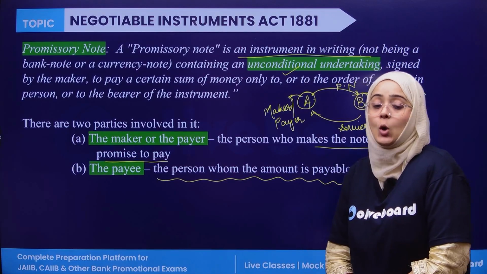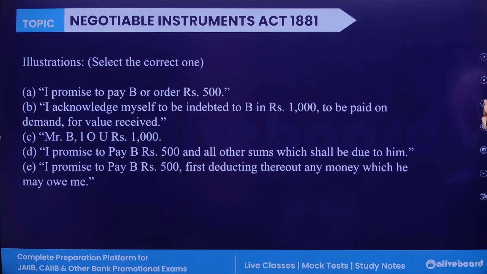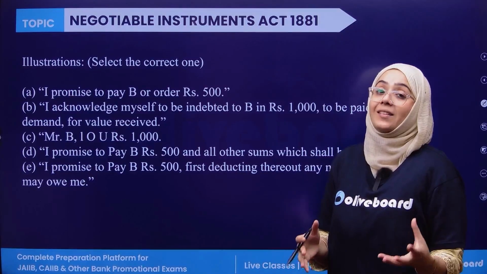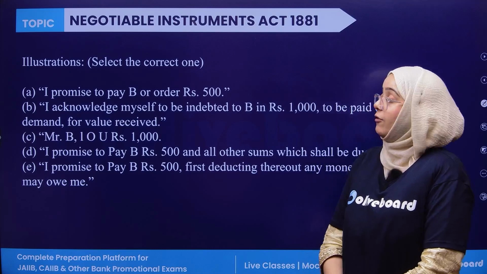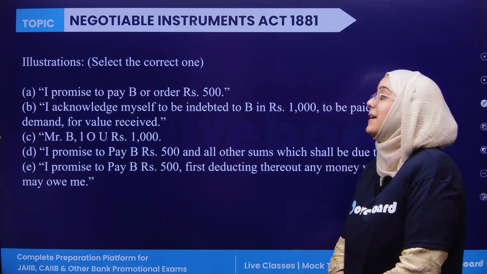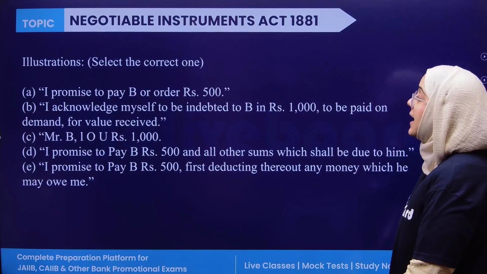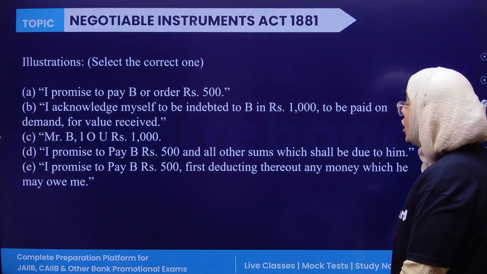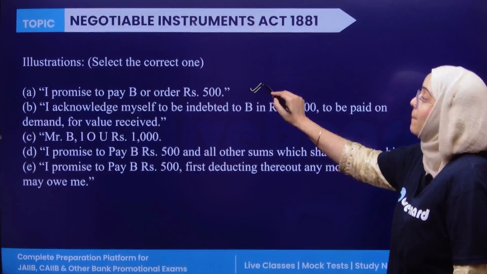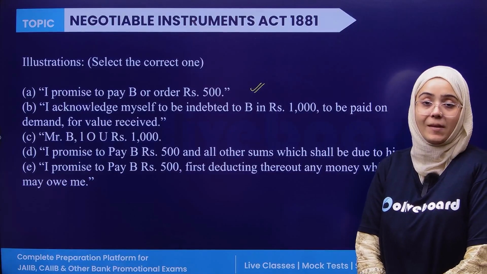Now let us discuss it with some examples. I am giving you some statements. You have to read these statements and tell which is the correct promissory note statement. Okay, the first statement: I promise to pay B or order rupees 500. Second: I acknowledge myself to be indebted to B in rupees 1000 to be paid on demand for the value received. So the first, I promise to pay B or order rupees 500, is a correct promissory note statement.